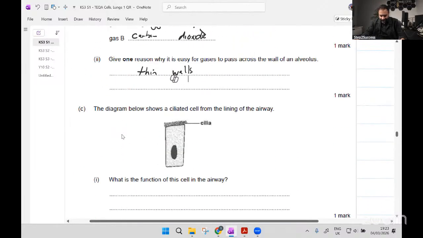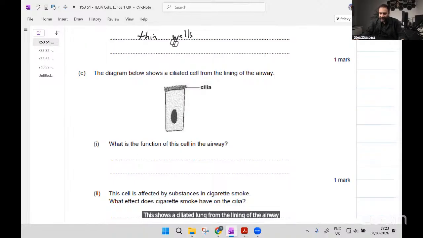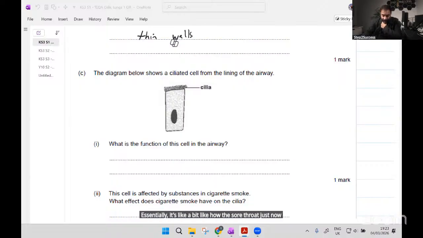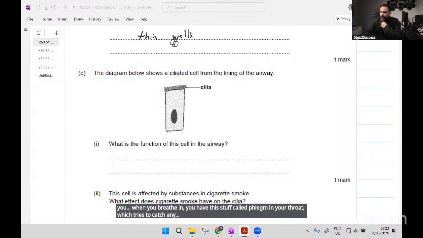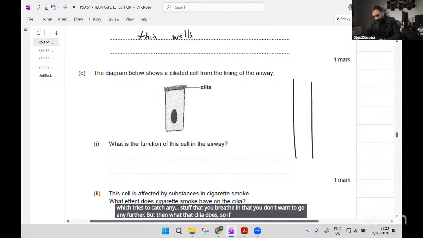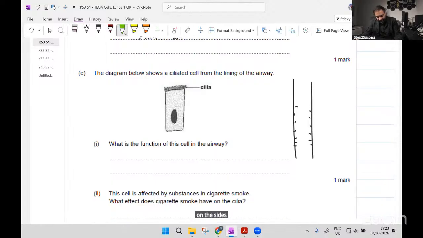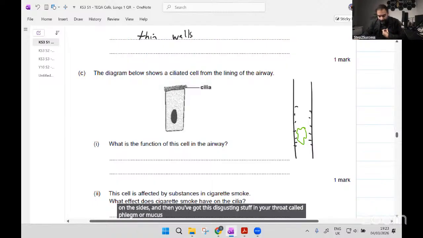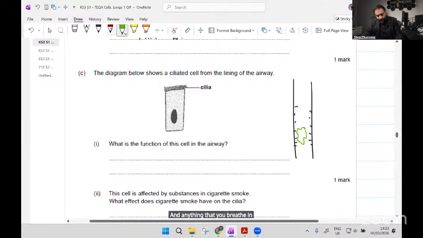This shows a ciliated cell from the lining of the airway. What is the function of this cell in the airway? So cilia, a bit like, I had a sore throat just now. When you breathe in, you have this stuff called phlegm in your throat, which tries to catch any stuff that you breathe in that you don't want to go any further. But then what the cilia do, if this is your throat, there are these little cilia hairs on the sides, and then you've got this disgusting stuff in your throat called phlegm, or mucus, and anything that you breathe in that shouldn't go any further gets trapped in here.